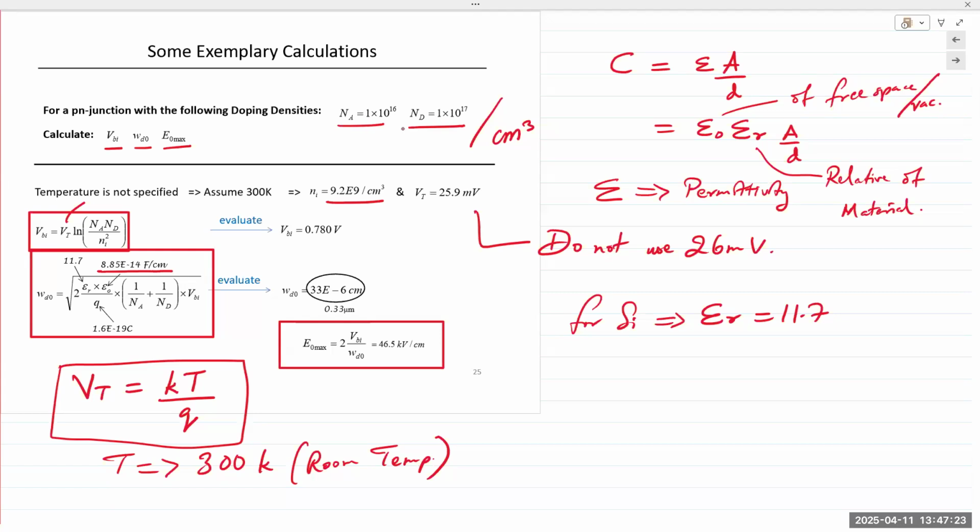And then Q is the standard unit charge. Perform your calculations. You get values for VBI, WD. Plug that into the equation for Emax, and you calculate the energy that's developed in there. So all you need to know is the doping concentration and the type of material that is being used, and you can calculate everything. All right, let's take a pause. Think over that. Let me know if you have questions.